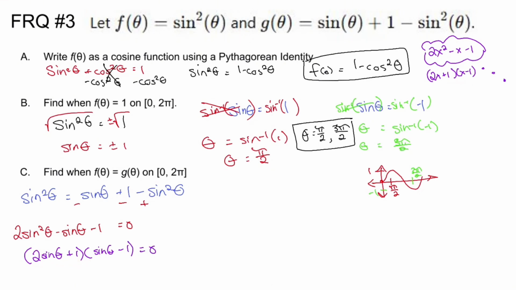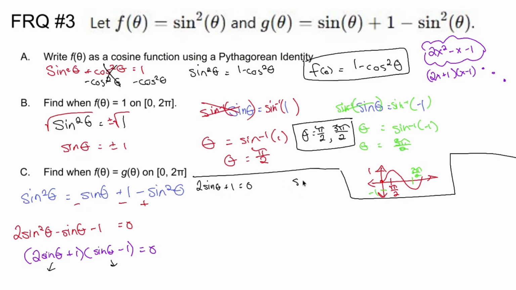All right, so where I have this space over here, and let me get rid of that. Let's use all the space that I can. I'm going to set up my two separate equations. So I have 2 sine theta plus 1 equals 0. And then I have sine theta minus 1 equals 0. Minus 1, 2 sine theta equals negative 1, divide by 2, sine theta equals negative 1/2, inverse sine both sides, like so.